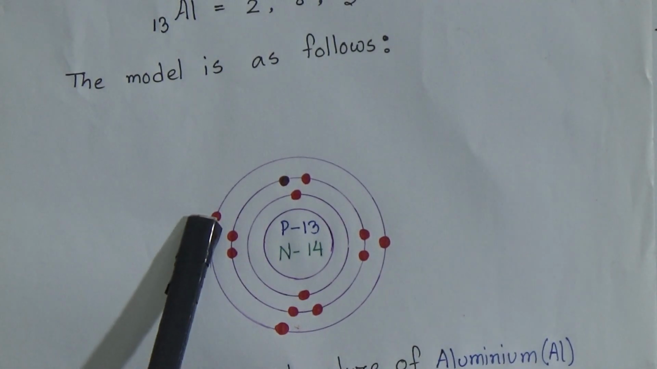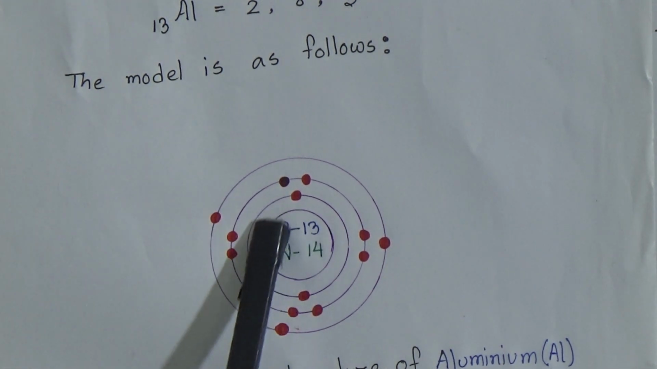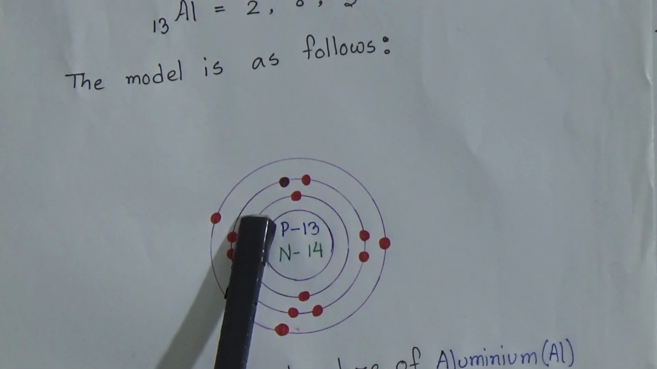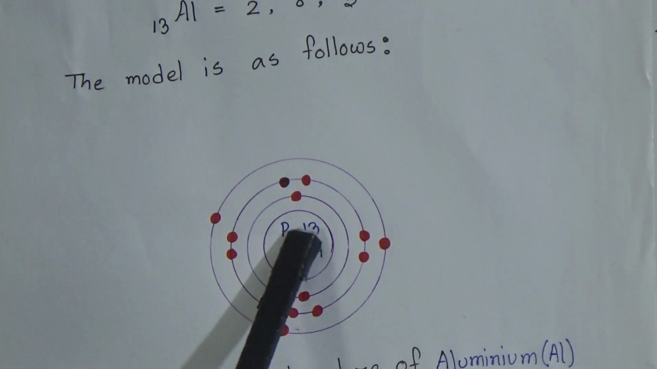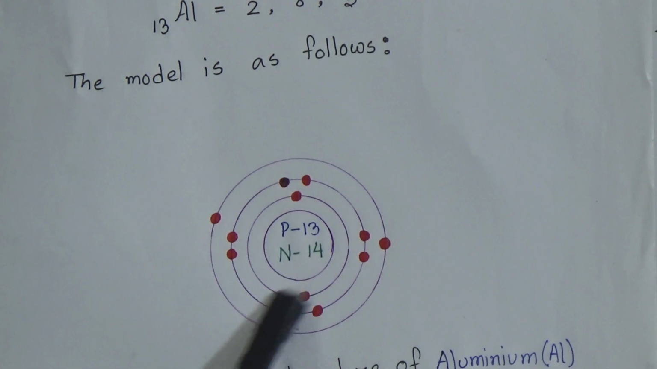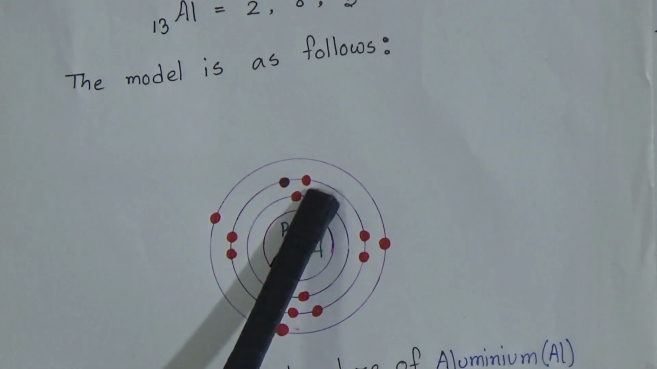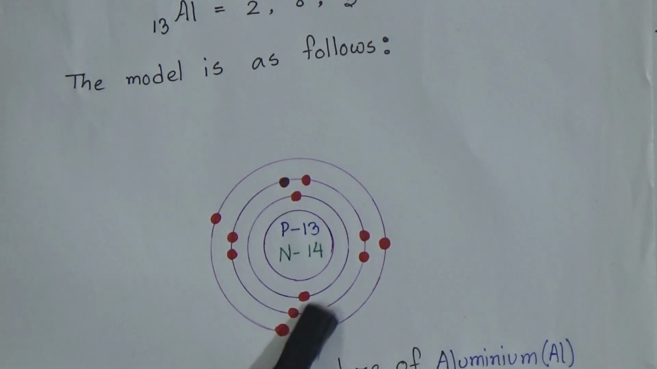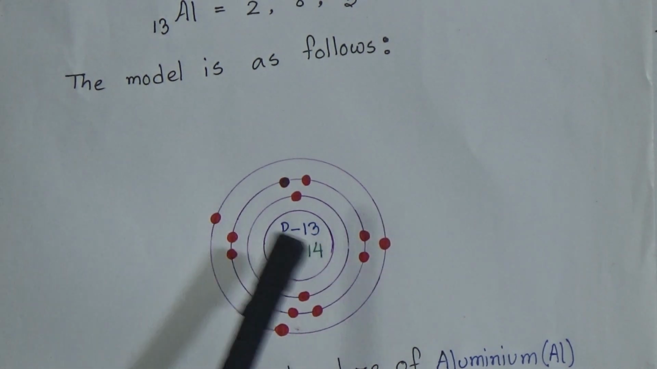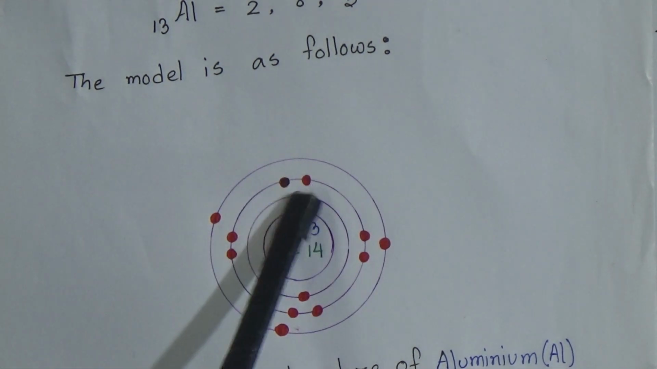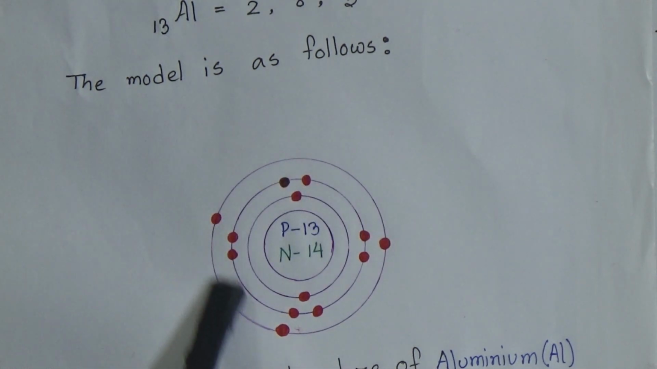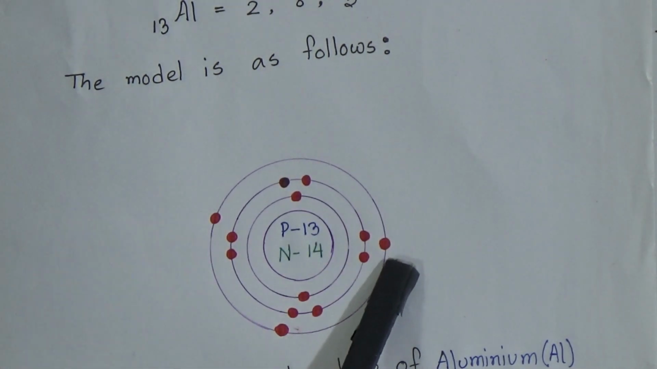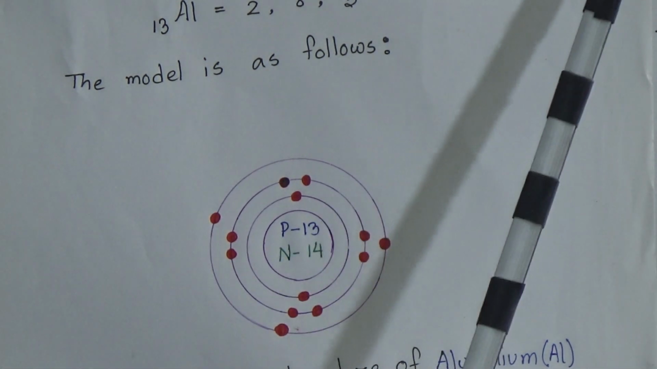Look, this is the model or atomic structure of aluminum, and I used the violet color pen to draw the orbits, and here I also used a different color to write the proton number and the neutron number, and with the red gel pen I drew the electrons. Here in the first orbit there are only 2 electrons, in the second orbit there are 8 electrons, and in the third orbit there are only 3 electrons. Now come to the next one.